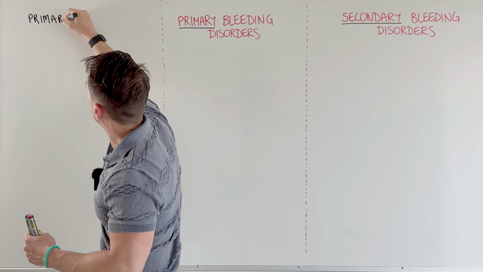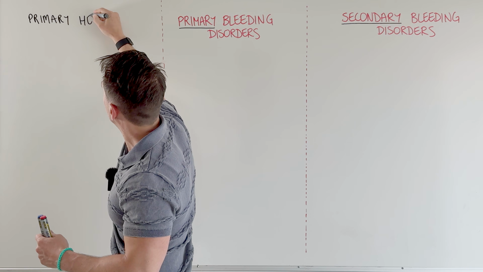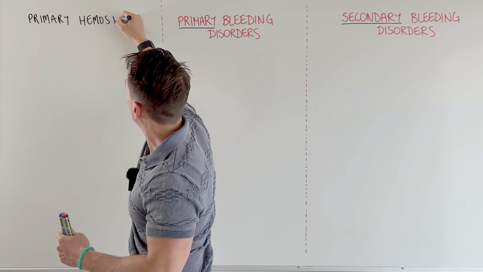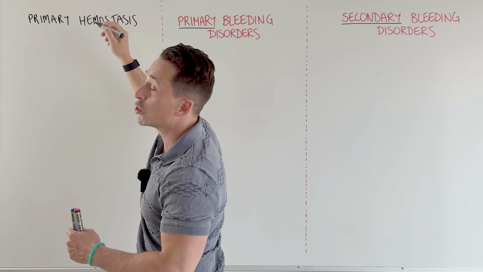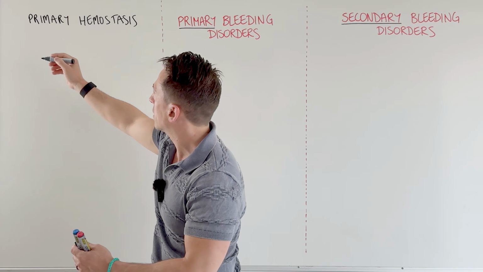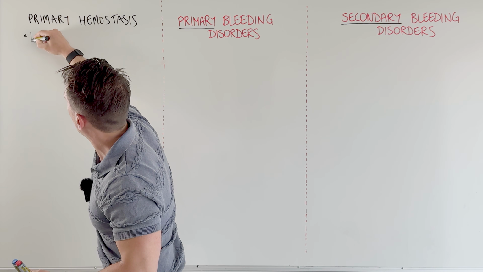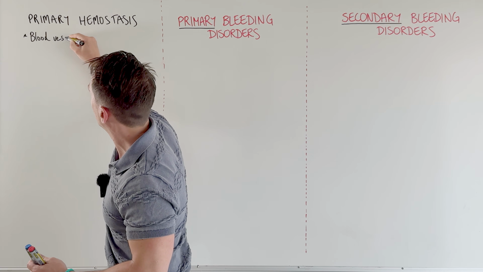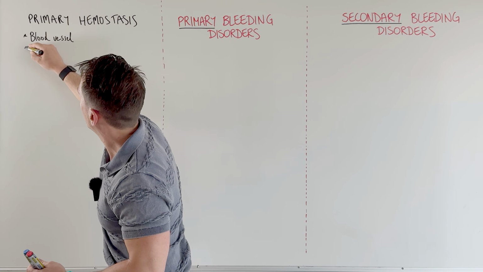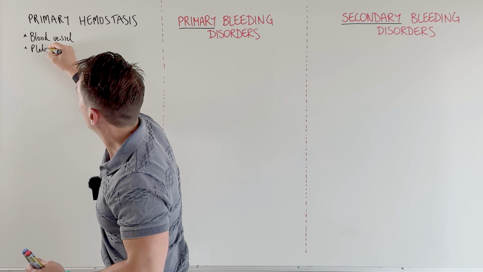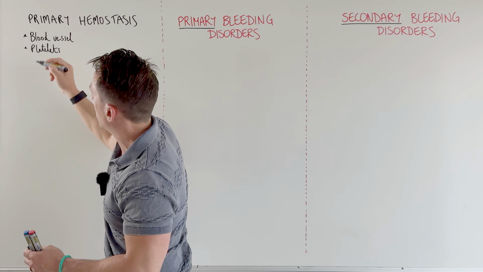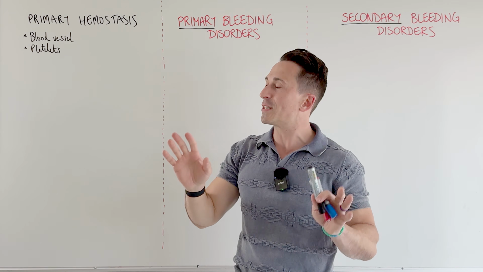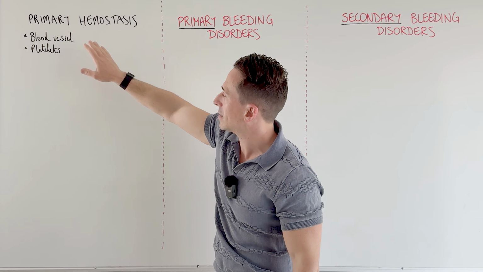Now, in primary hemostasis, it all has to do with what's happening in the blood vessel or to the blood vessel and platelets. So let's first write that down. It's all about blood vessel integrity and platelets.